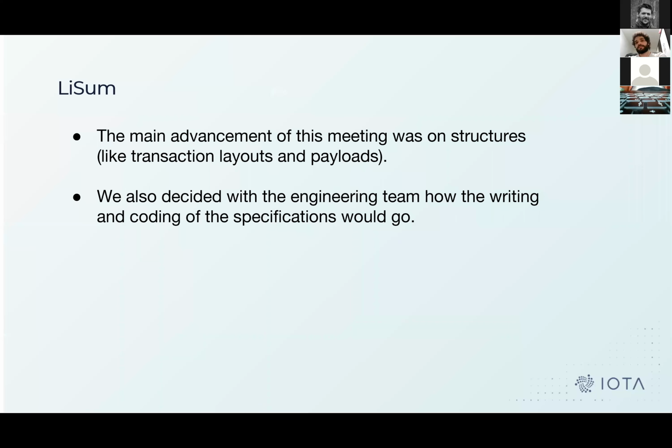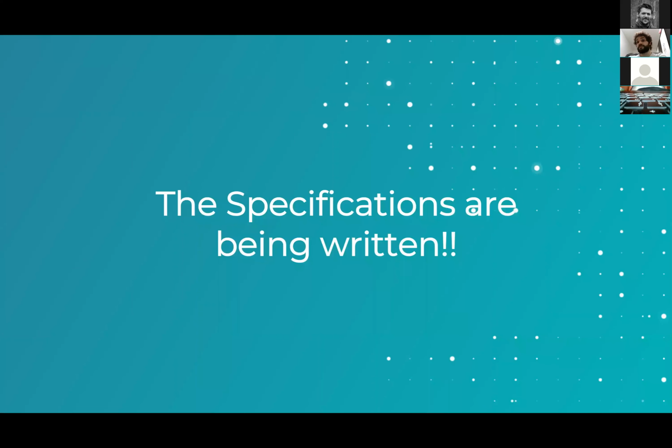Basically, we decided there on many important structures that would be changed, like transaction layout, the payloads idea, everything came from there. We discussed further our sharding solution also. And then we had a long discussion with the engineering team on really how would our cooperation go together to write specifications and to code specifications. That's when we decided everything. And that's where we are now, basically. The specifications are being written.